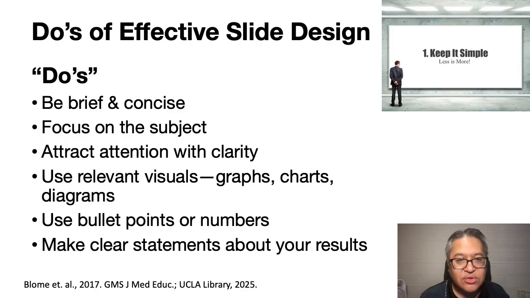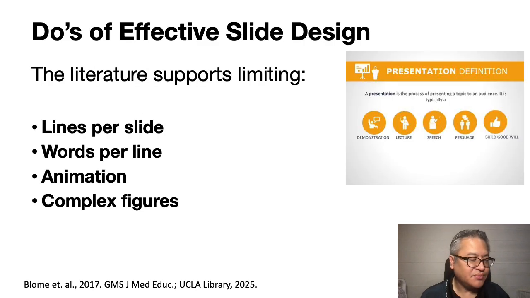Now, here are the do's of effective slide design. Be brief and concise, focus on the subject, attract attention with clarity, use relevant visuals, graphs, charts, and diagrams that are applicable. Use bullet points or numbers, and make clear statements about your results. Now, the literature supports limiting the following: lines per slide, words per line, animation, and complex figures. Slides should help the audience, not confuse or distract them.